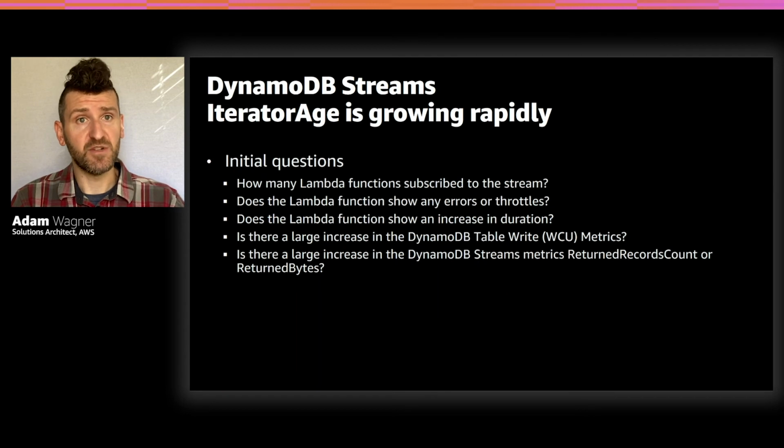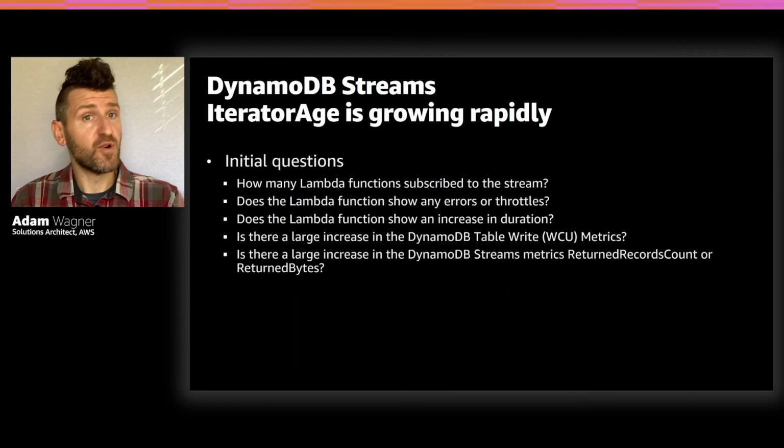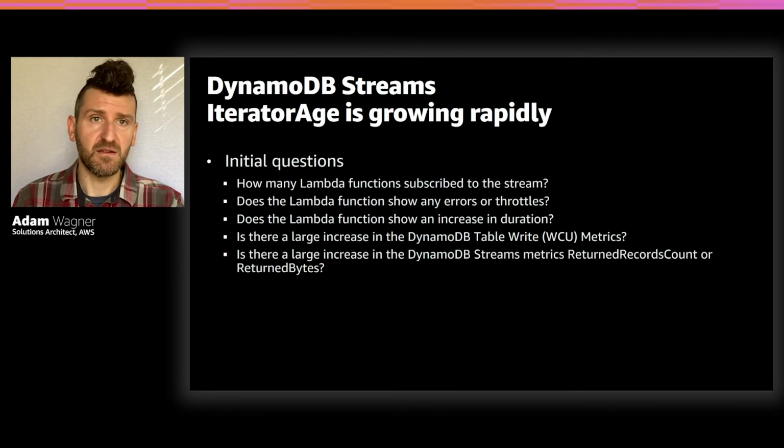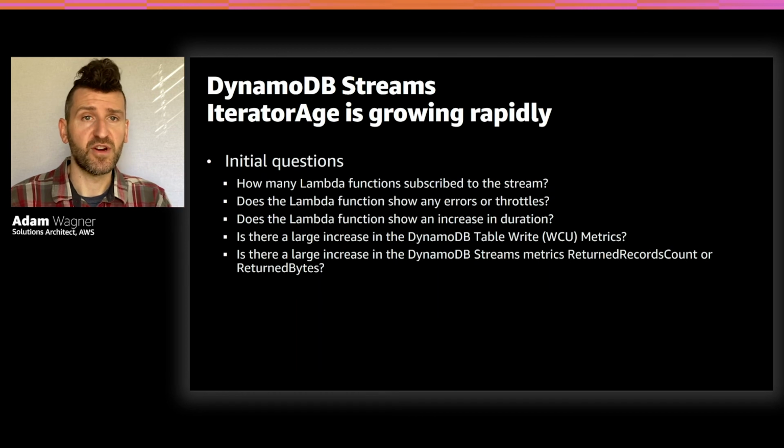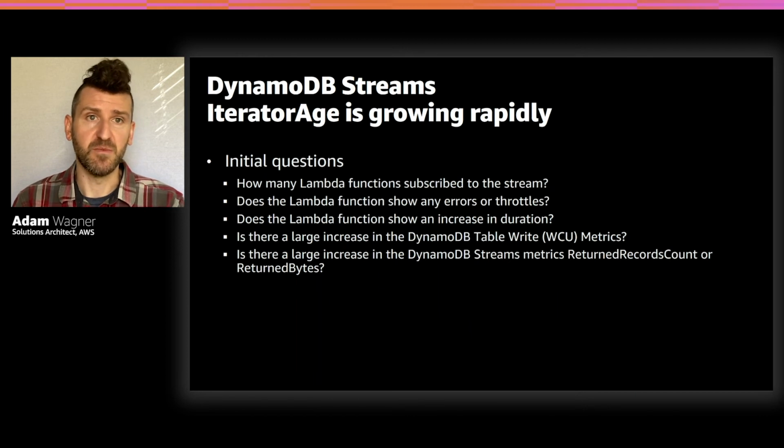And then, look at the other end of the chain, right? Look at the DynamoDB table, look at the WCUs. Are there just a lot more writes coming in, right? That's a good thing to know. And then you can also look at the returned record counts and returned bytes to just see, are there just more coming in from the stream? So both are ways to check the same thing, just in different spots on that chain.